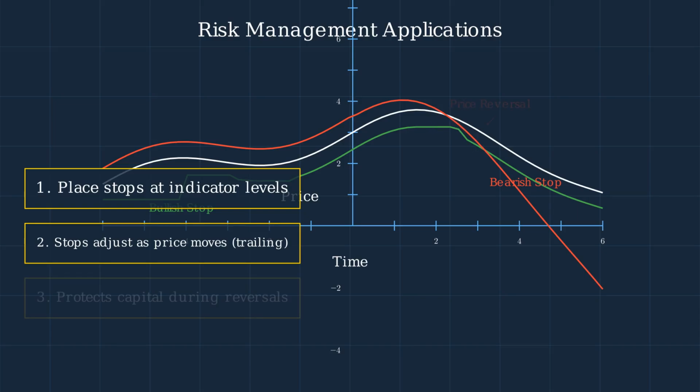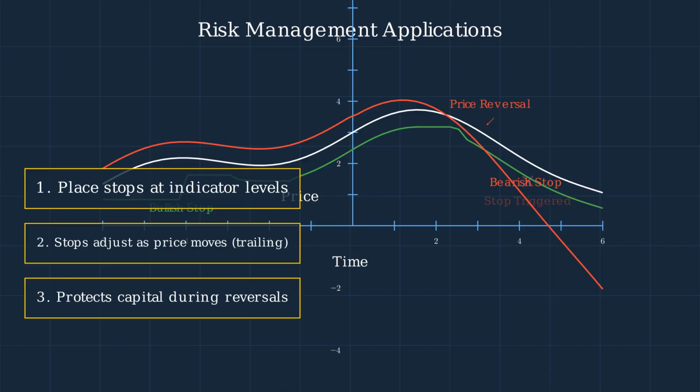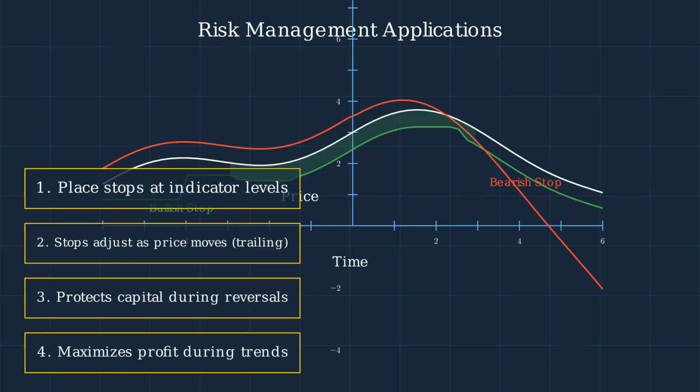The third benefit is protection during market reversals. When the price falls below the stop level, it signals to exit the position. The fourth key benefit is profit maximization during strong trends. The Chande Kroll Stop allows your position to ride the trend while progressively securing gains.